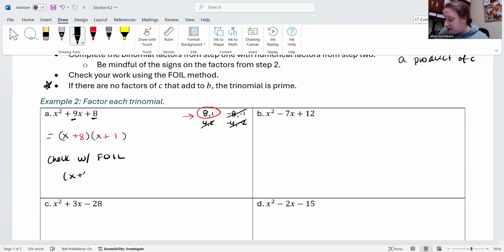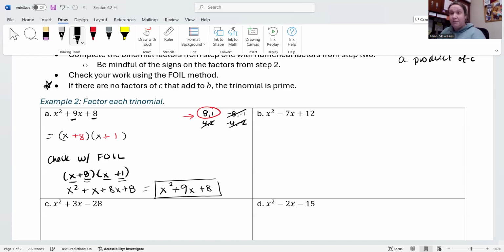So I have x plus 8 times x plus 1. We're going to multiply the first terms. That gives us x squared. The outer terms is just going to be plus x times 1. The inner terms, plus 8x. And finally, the last terms, plus 8. And that simplifies to be x squared plus 9x plus 8.